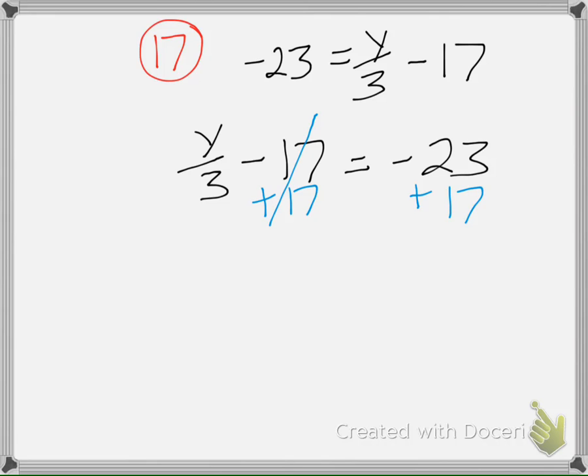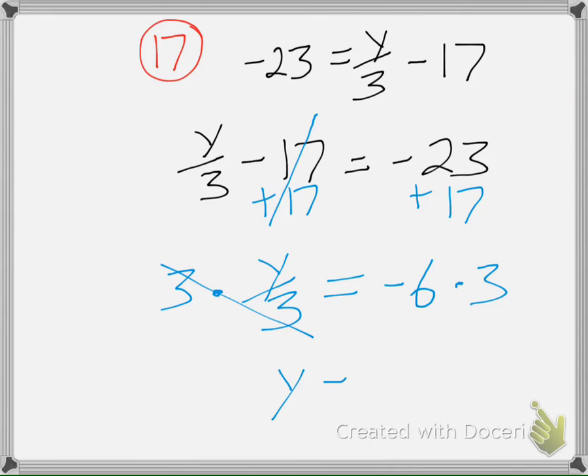On this side, they'll cancel, leaving me with y divided by 3. And on this side, I have negative 23 plus 17. Okay, so we get negative 6. Oh, I think what I did is I did negative 23 plus negative 17. Okay, yeah, be careful. Make sure that you're doing the opposite operation. And then our second step is multiply by 3 on both sides. That cancels, and I get y equals negative 18.